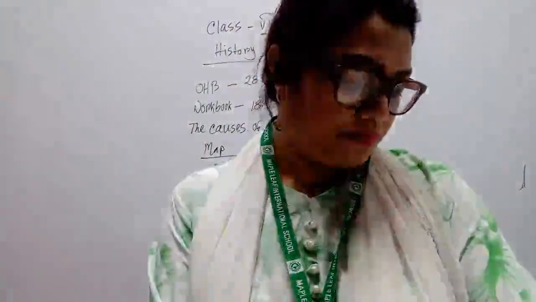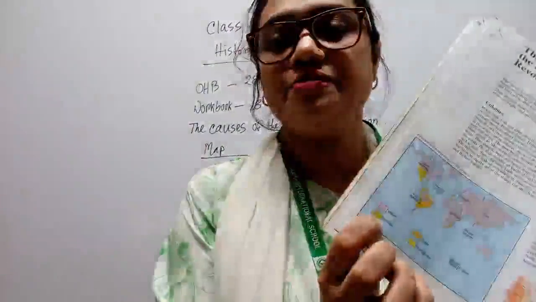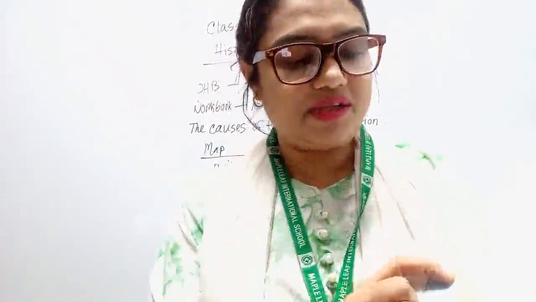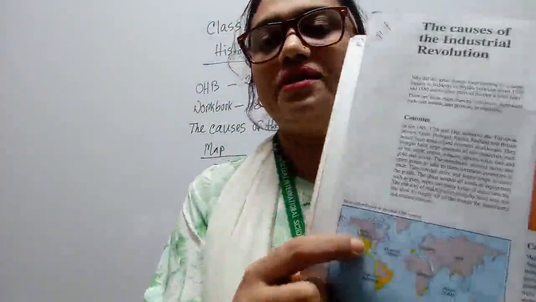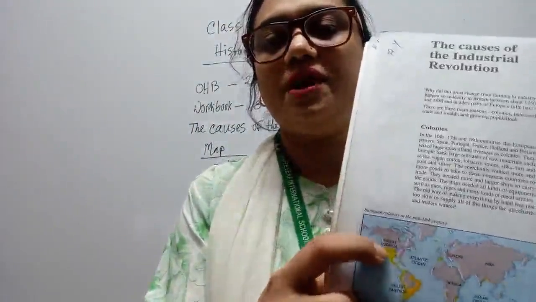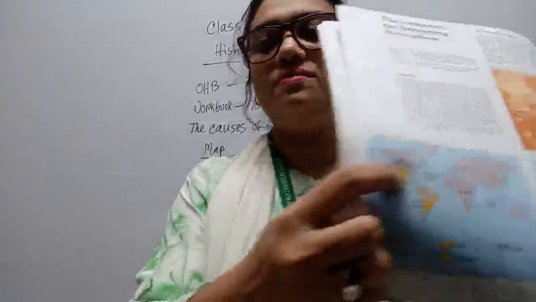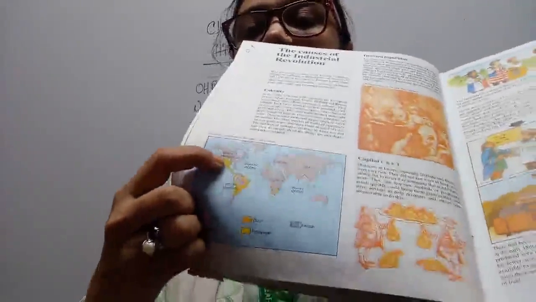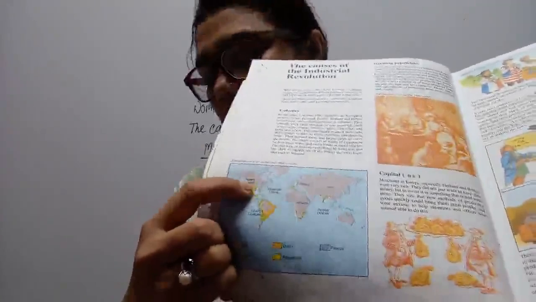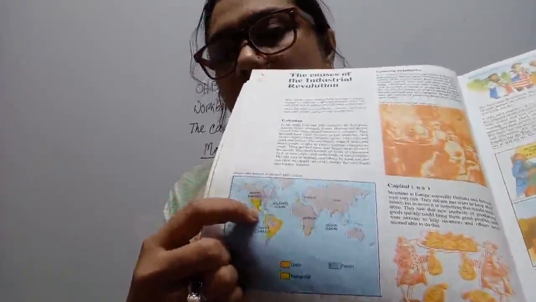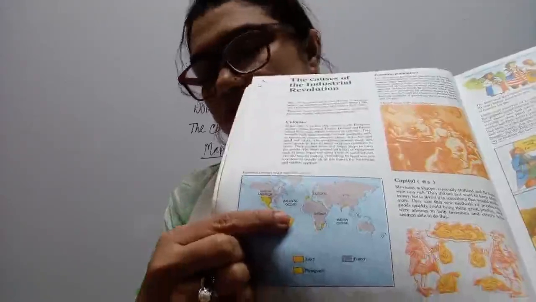Then Spain, the greenish one. The greenish part is Spain, that is between North America and South America. Can you see the greenish part between North America and South America? The greenish part is Spain, the green one, and the orangish one is Holland. The orangish one is Holland.